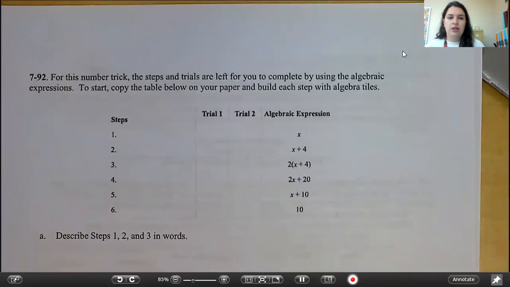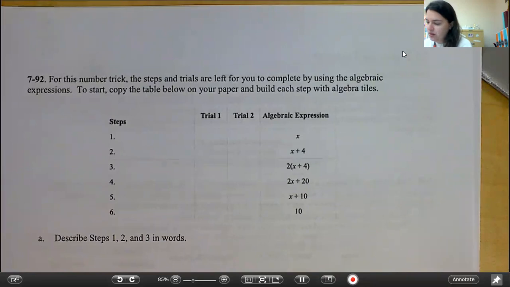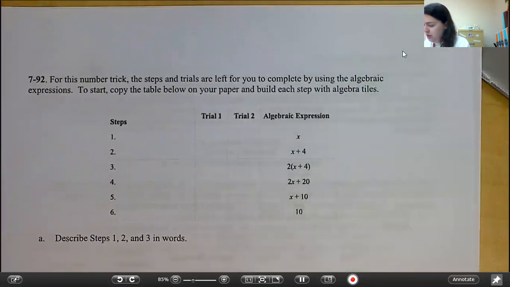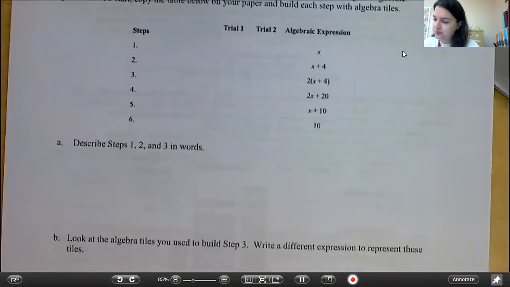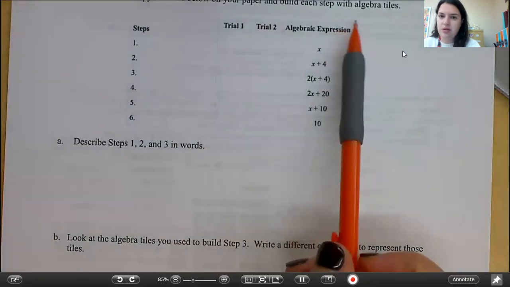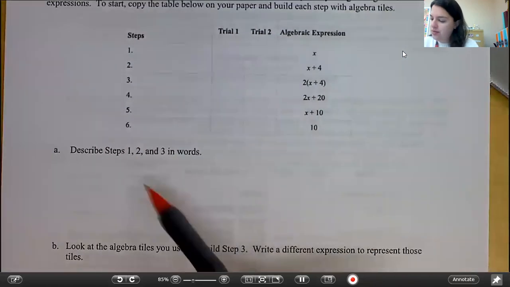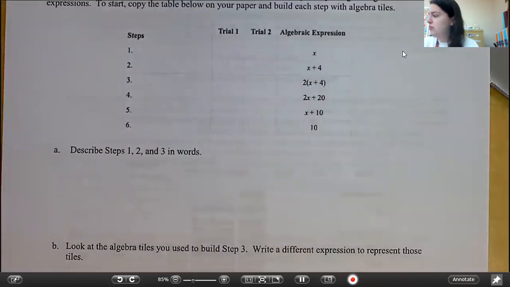792. For this number trick, the steps and trials are left for you to complete by using the algebraic expressions. To start, copy the table below on your paper and build each step with algebra tiles. So, there's no resource page for this, so you are going to follow the directions on the paper. So you want to build them with algebra tiles. A. Describe steps 1, 2, and 3 in words. So go ahead and try and describe steps 1, 2, and 3 with words.